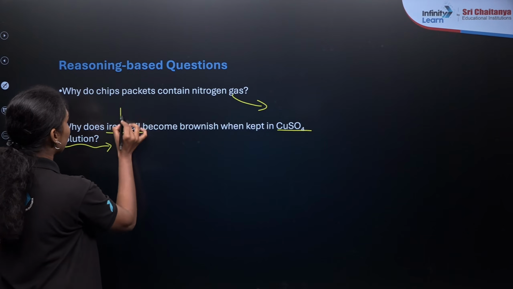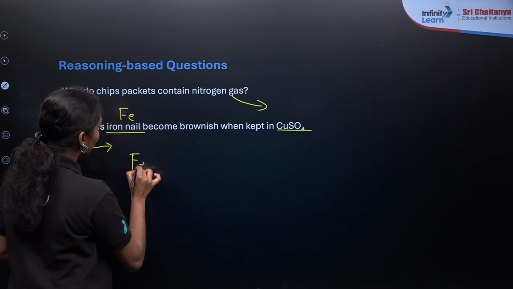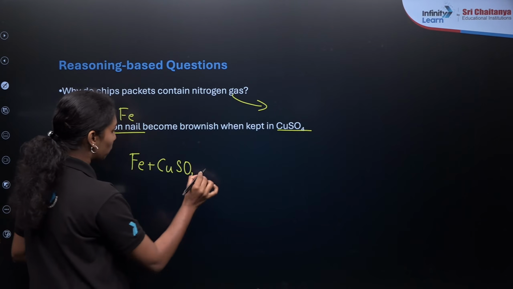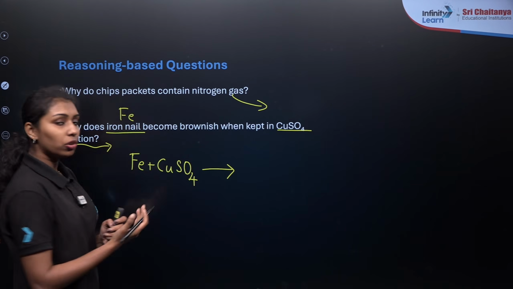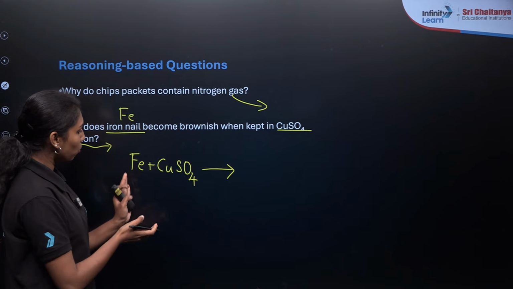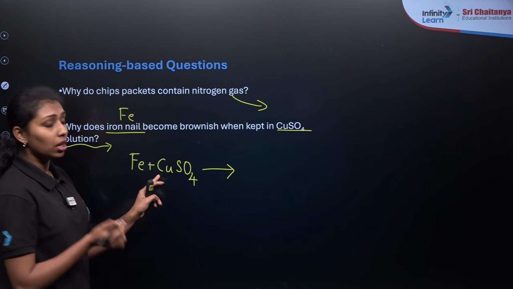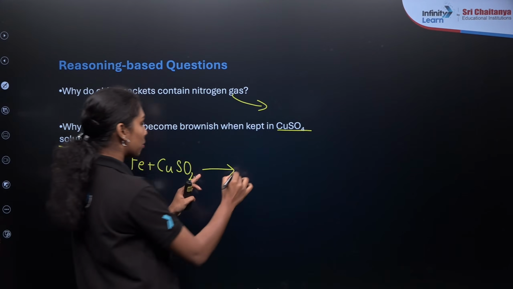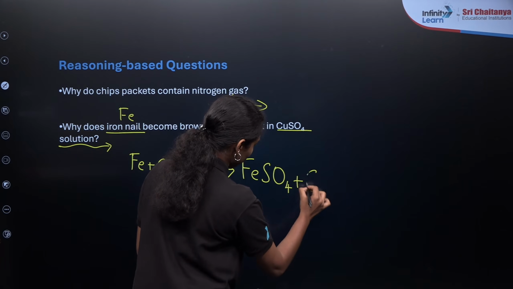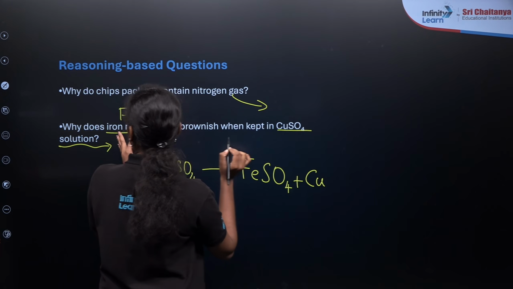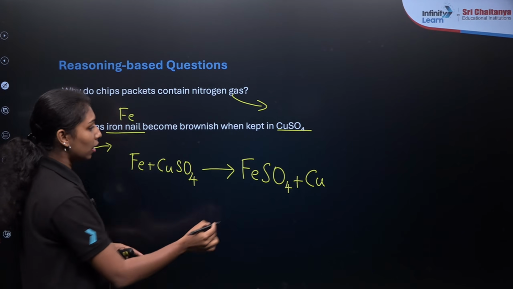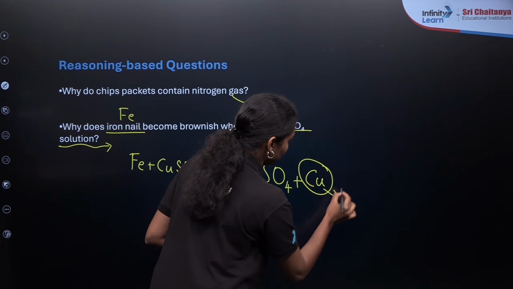So iron nail, right? Iron will be treating with the copper sulfate. So what about the reactivity series of iron and copper? Which one is more reactive, iron or copper? Iron will be more reactive, right? So this iron will displace the copper from the copper sulfate solution. So they will be forming the ferrous sulfate as well as the pure copper metal. So that is why the solution color changes, right? It will become brownish when copper is present over here.